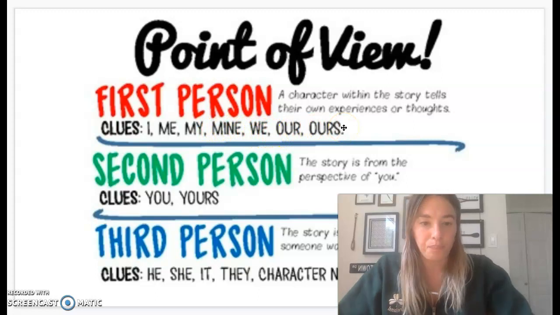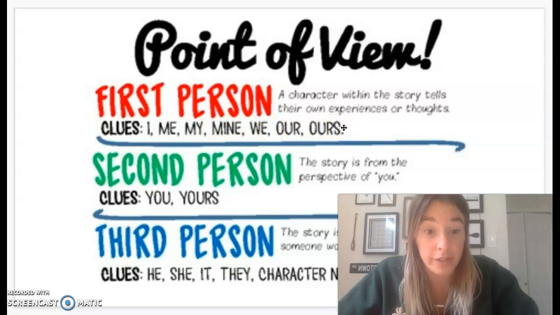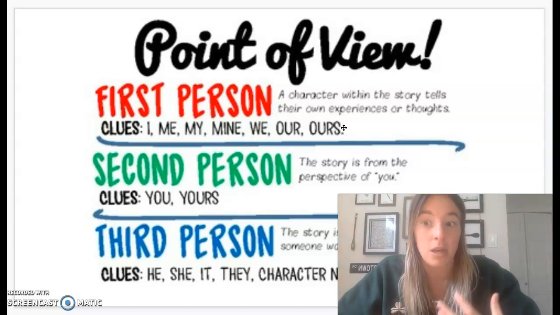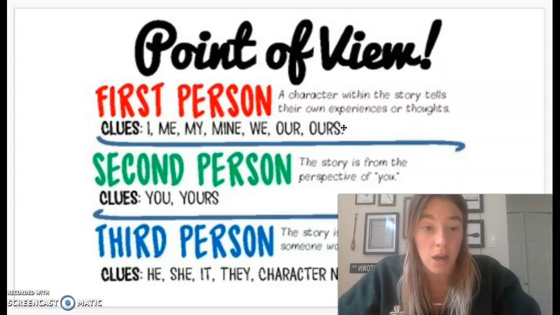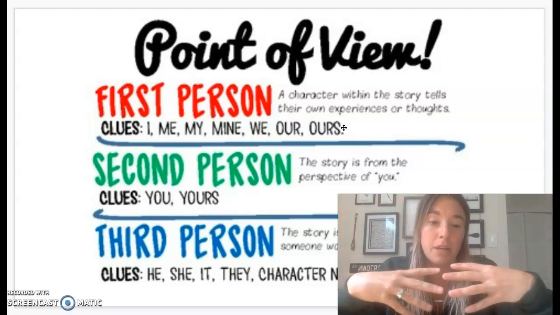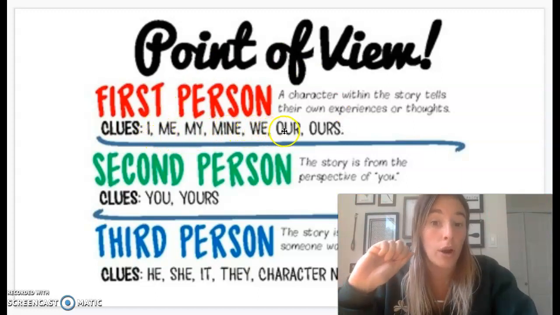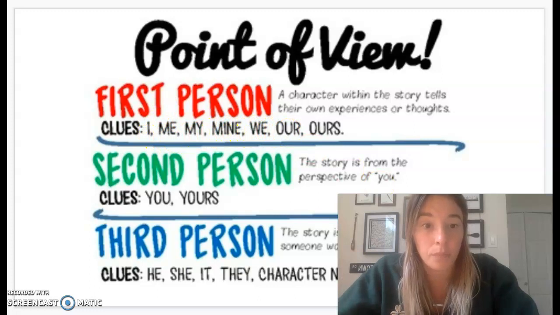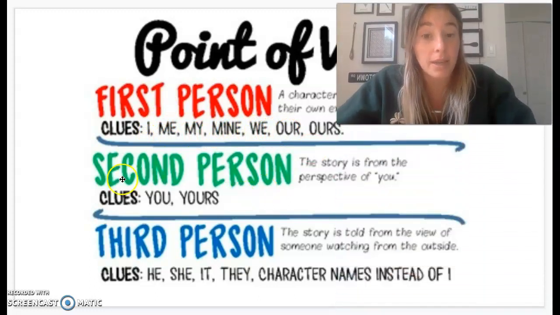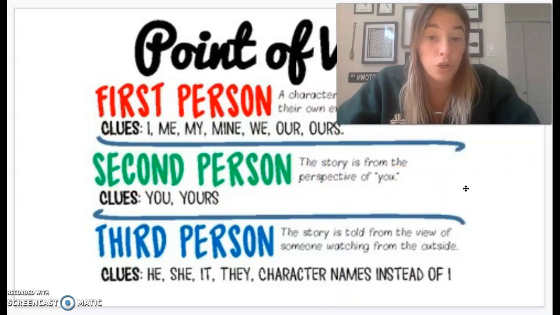So if you can think of a time when maybe something really crazy happened to you and you ran up to one of your friends and you said, "You'll never believe what just happened to me. I was doing this, and then I was doing this, and then I was doing this, and then an asteroid fell from the sky and almost hit me," right? Those are things where you are using your own perspective and you're using pronouns like I, me, mine, we, our, and ours.